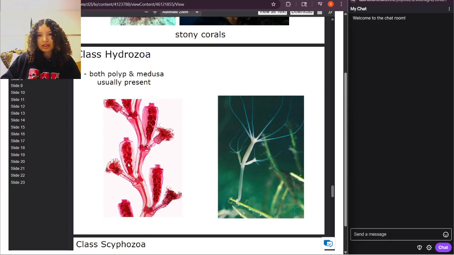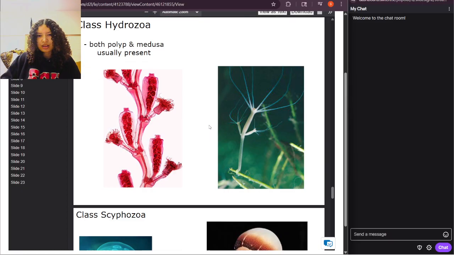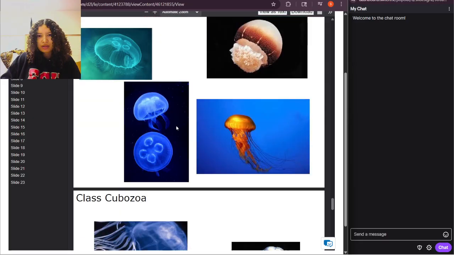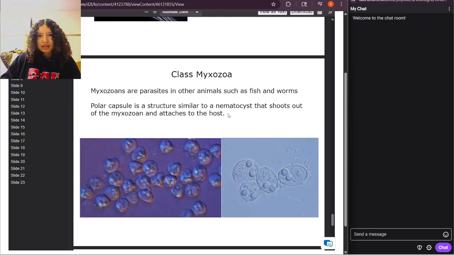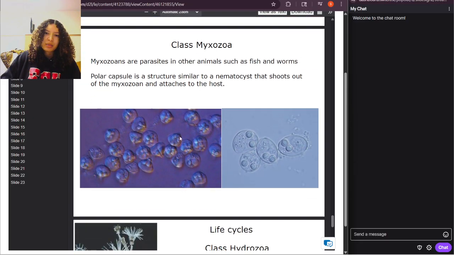Hydrozoa, both polyp. So, okay, this is Anthozoa, this is Hydrozoa, this is Scyphozoa, this is Cubozoa. And these are parasites and they're microscopic, which is kind of important. Microscopic. The other ones you could see.